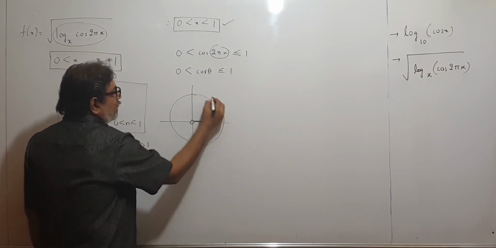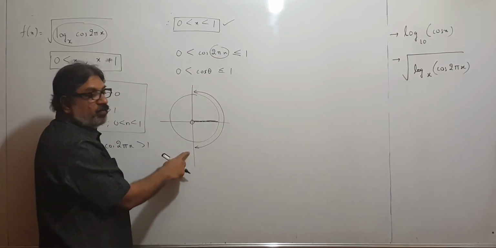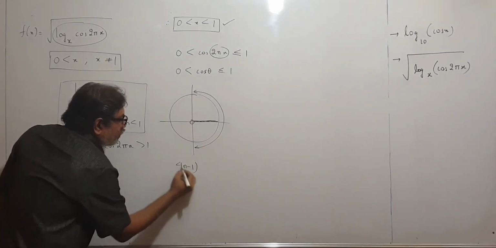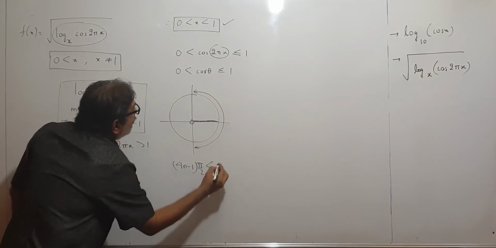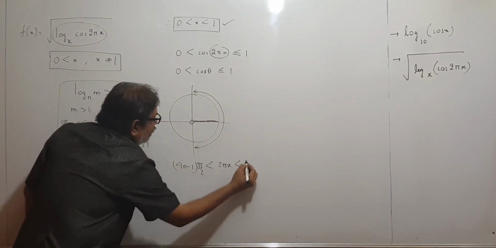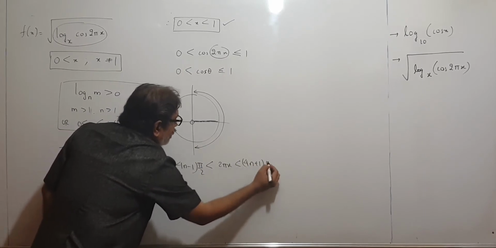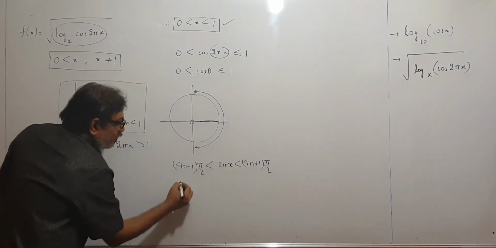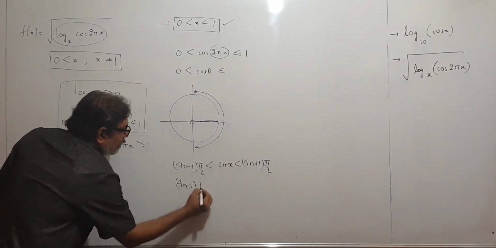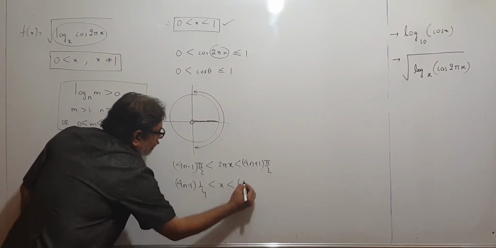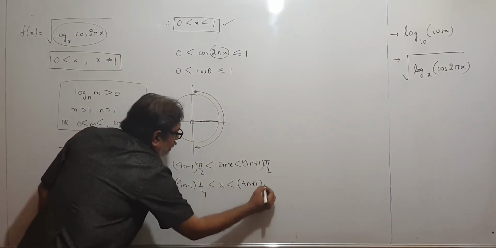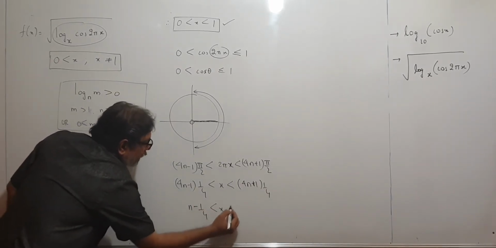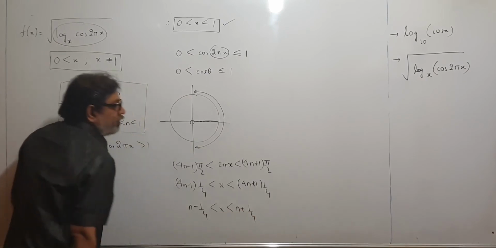So theta will go from here to here. This is (4n minus 1) pi by 2, this is (4n plus 1) pi by 2. So I come to know (4n minus 1) pi by 2 is less than 2 pi x, which is less than (4n plus 1) pi by 2. Divide by 2 pi. So this becomes (4n minus 1) upon 4 less than x less than (4n plus 1) by 4. So (n minus 1 upon 4) less than x less than (n plus 1 upon 4).